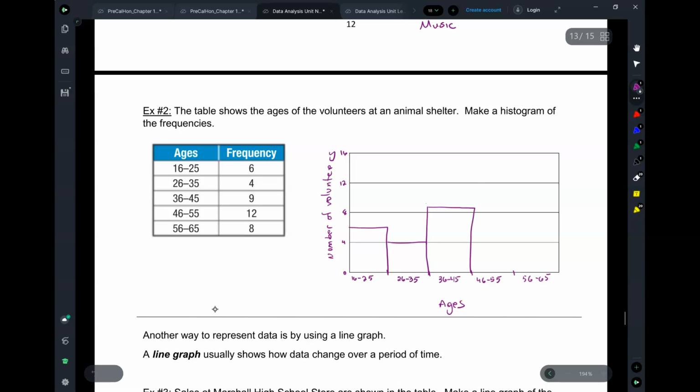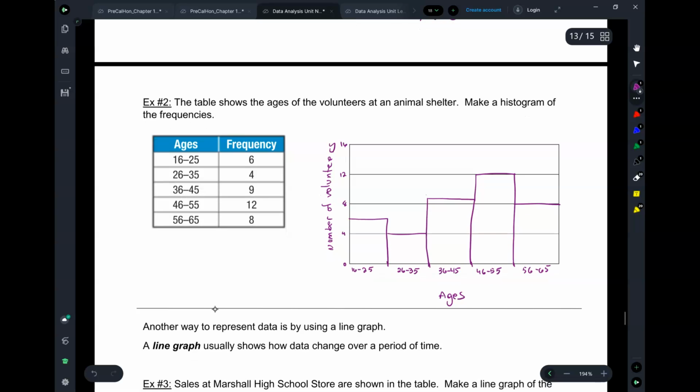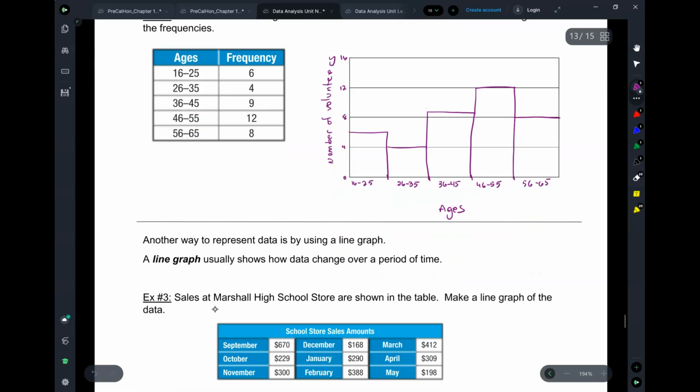46 to 55, there are 12. And 56 to 65, there are 8. Okay. All right, let's make this prettier. Okay. All right, so that's a histogram.